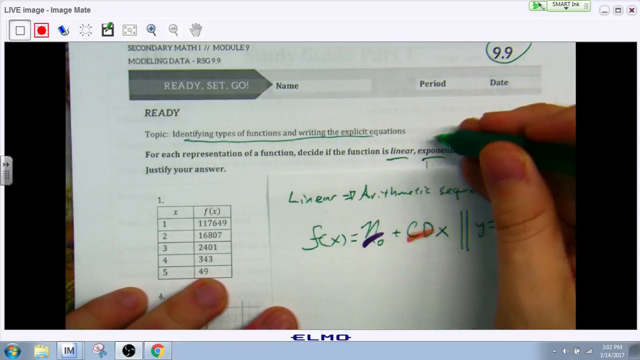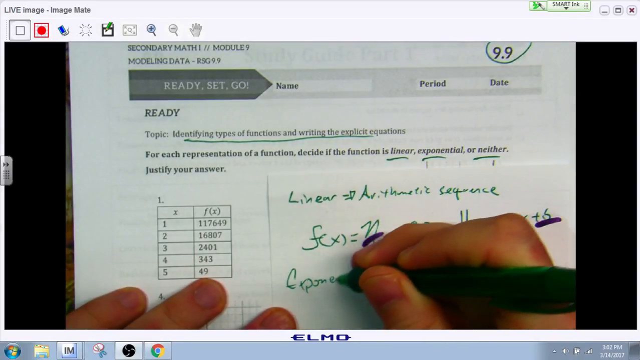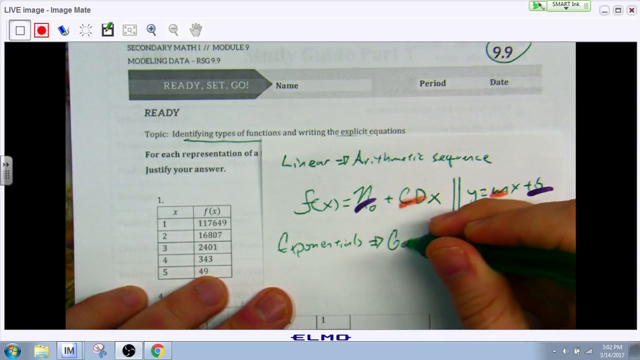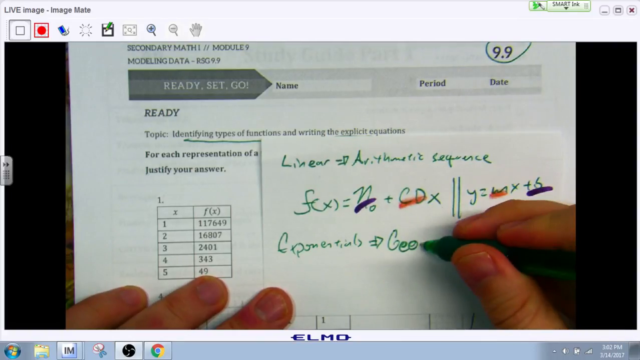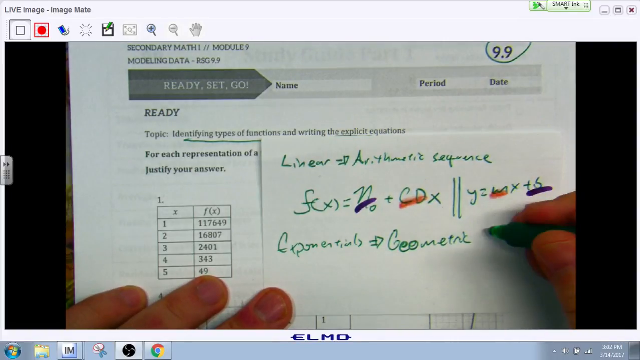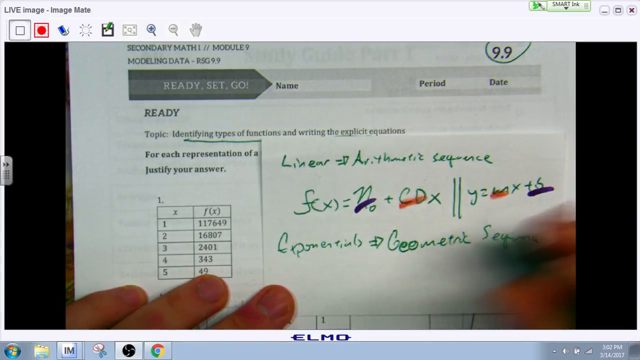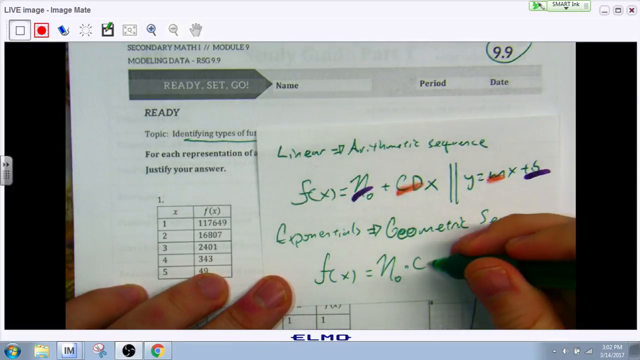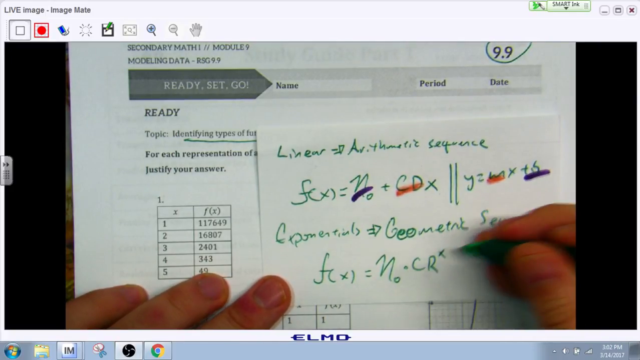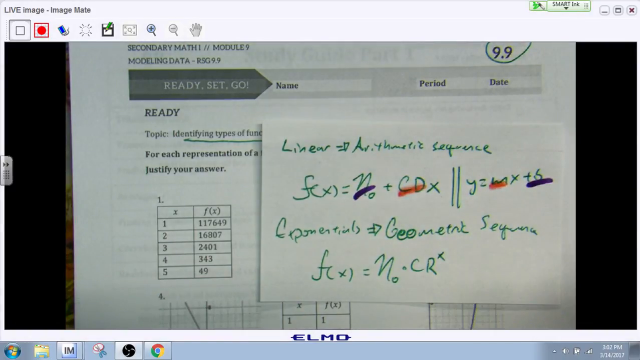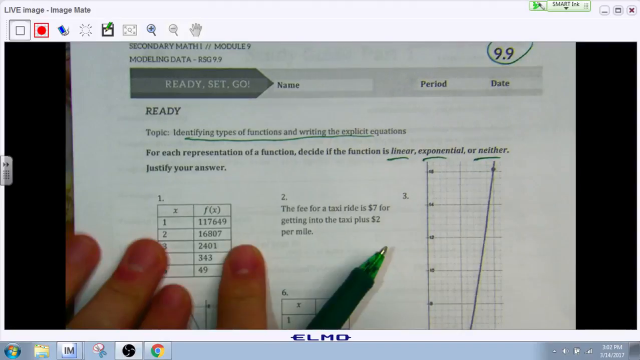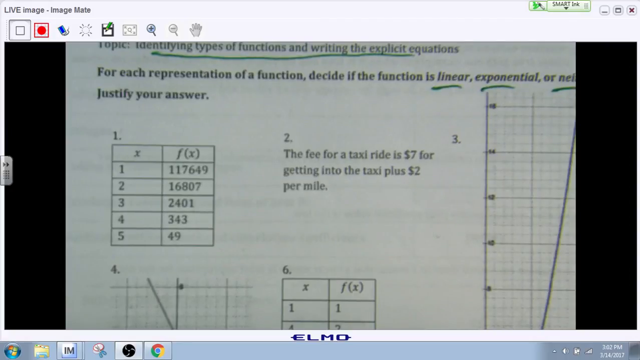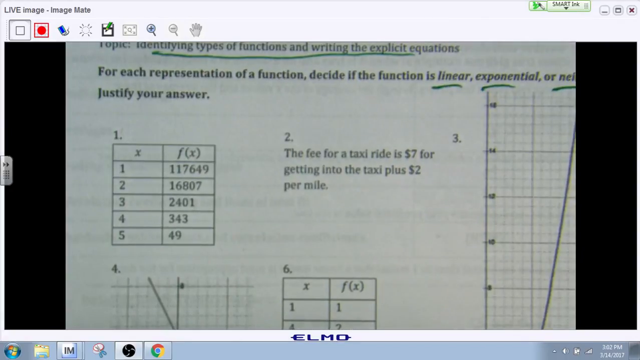Likewise, we're going to have exponentials, and these are going to behave the same way as our geometric sequences. The equation for this is going to be f of x equals our n sub 0 times our common ratio to the x power, where our common ratio is a number that we multiply by at each step. So knowing that, we have to make sense of all of this. What we're going to do here is start with this one, and let me get this thing in focus. All right.